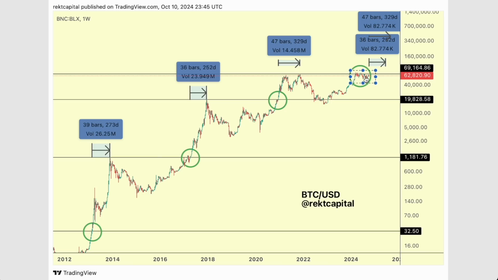Because we've seen that this is the most historic reaccumulation phase of all time. It's been going on for almost 8 months now, whereas in the past we've only seen very brief multi-week periods of sideways price action before rallying to new all-time highs.